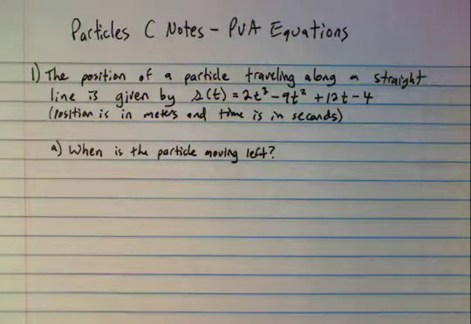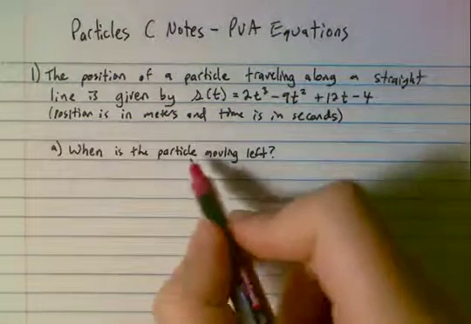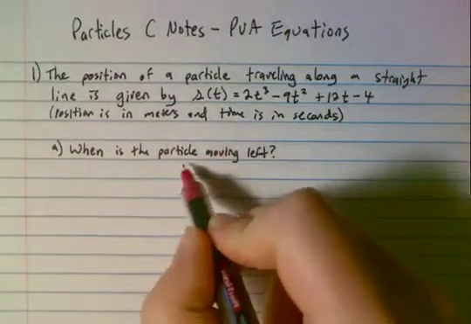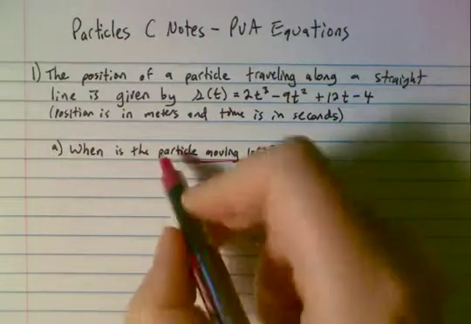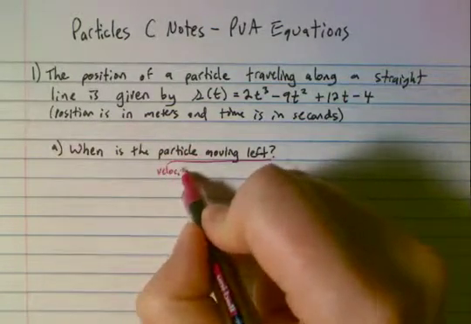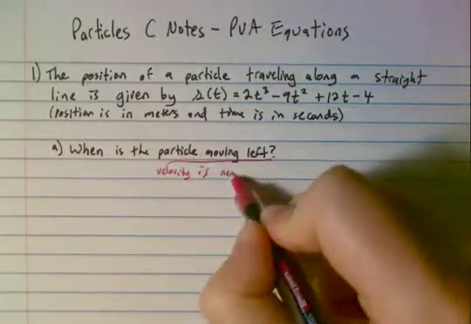Solving position, velocity, and acceleration problems from an equation is very much like doing graph analysis with f prime and f double prime from an equation. The difference is we have to know what it's asking for. So here, when a particle is moving left, we just have that memorized. That means velocity is negative.